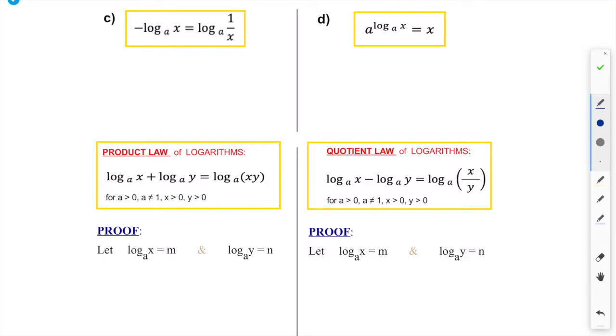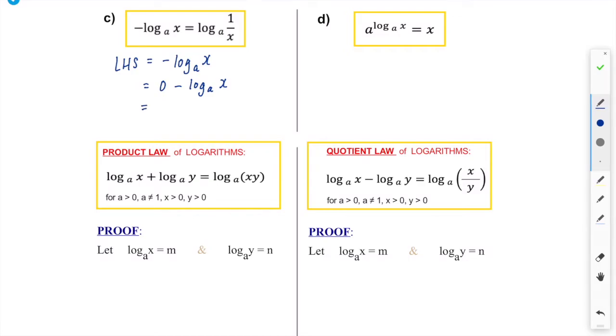C. Here we have negative log of x base a is equal to log of 1 over x base a. How does that work? Let's see. We have left hand side equal to negative log of x base a. And technically, I can see this as 0 minus log of x base a.